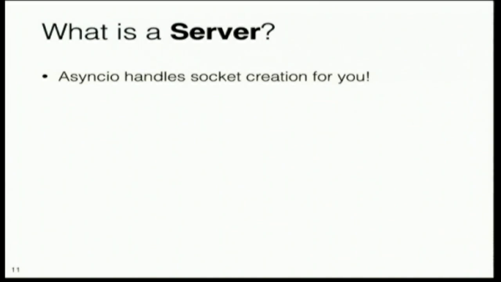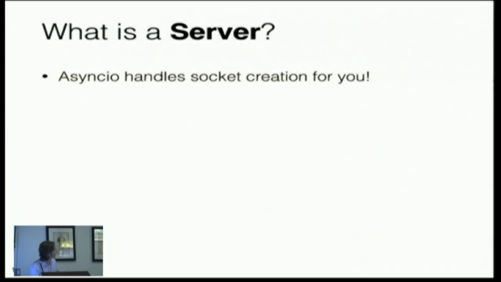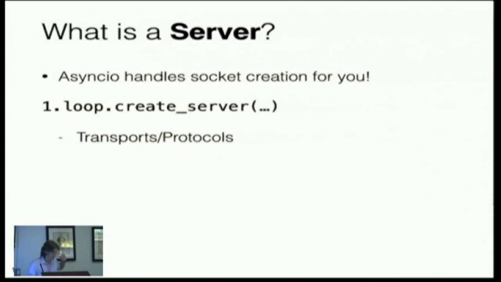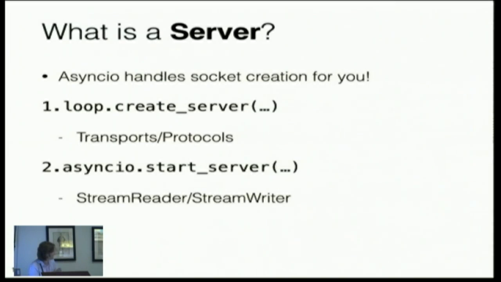OK, so let's talk networking now, because that's usually where asyncio is the most helpful. So servers are created for you by asyncio. There's two methods to do that. One is create server, loop.createServer. It deals with transports and protocols, which we'll get to in a second. And the other method is asyncio start server. And that also takes loop as a parameter if you want to specify the loop that you want to run this in. And this deals with StreamReaders and StreamWriters, which we'll get to in a couple moments.